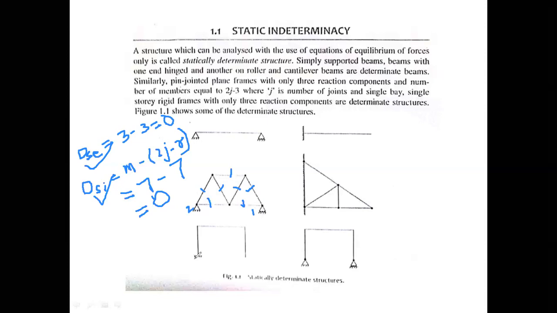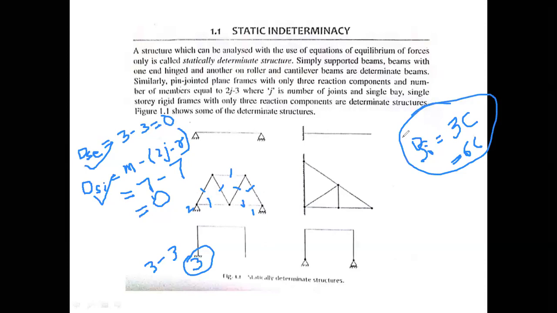Similarly, in this case, there is only one fixed end. So the number of reactions here will be 3. 3 minus 3, no closed loop. So we are not concerned with any internal indeterminacy. If there would have been a closed loop, then we would have used the equation DSI equals 3C for a plane frame, and 6C for a space frame. But there is no closed loop, hence we are not concerned with this equation.